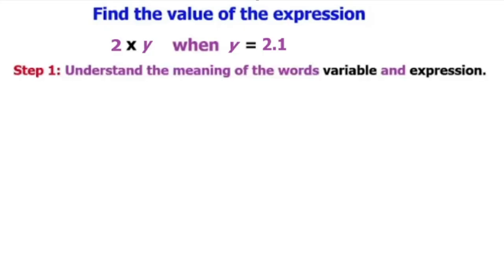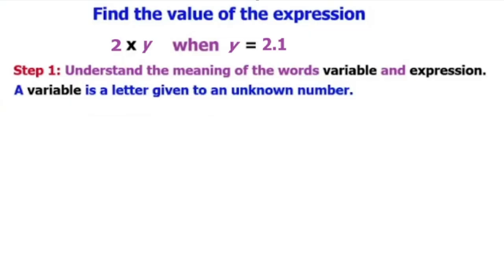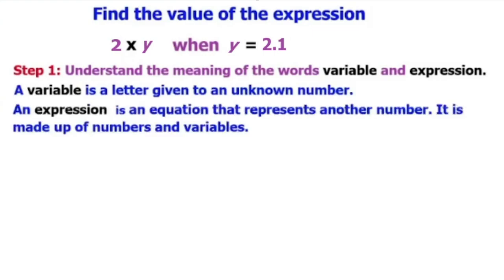So the first step is to understand the meaning of the words variable and expression. A variable is a letter given to an unknown number. An expression is an equation that represents another number. It is made up of numbers and variables. So this is an expression. It's made up of numbers and variables. Okay? This is the variable. It's just a letter given to an unknown number.